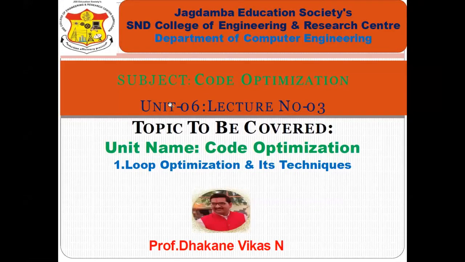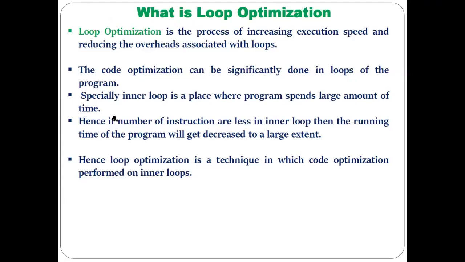Let's continue with unit 6. The next remaining part in unit 6 is related to another kind of code optimization, and that is loop optimization. So today we will discuss what exactly loop optimization is and the different techniques of loop optimization. Last time we discussed basic blocks and the flow graph, with an example. So let's discuss loop optimization today.